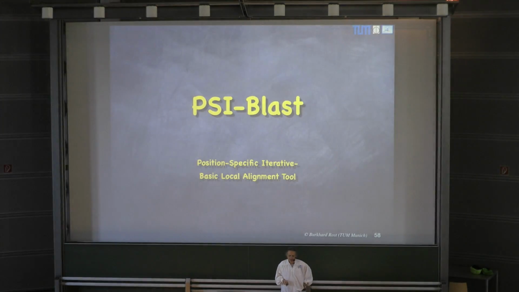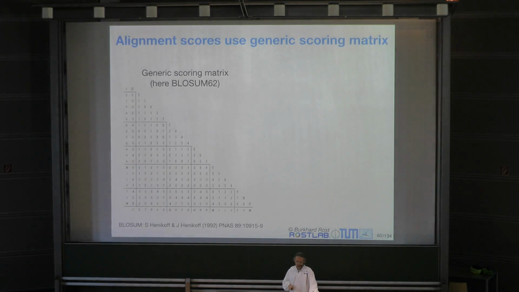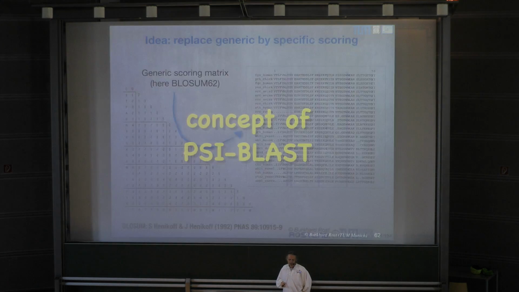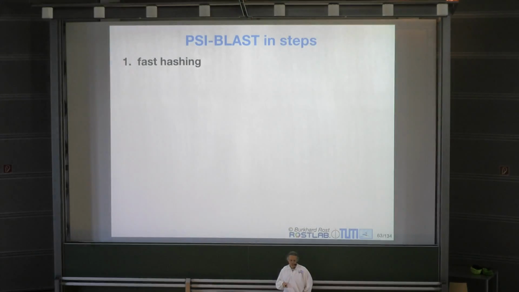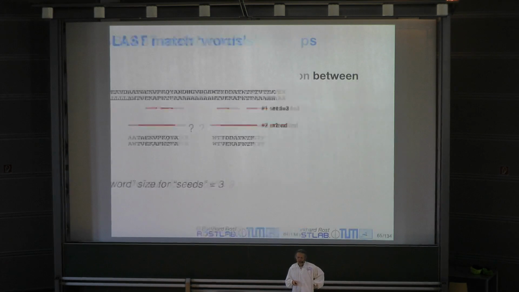So PSI-BLAST is the fast hacking. Again, here we have such a profile at one particular position. The purple shows four very conserved positions, and ultimately this is the generic BLOSUM matrix for aligning two proteins. Once you have more, you take this profile, and the concept of PSI-BLAST is you begin with the fast hashing, the words I showed you.